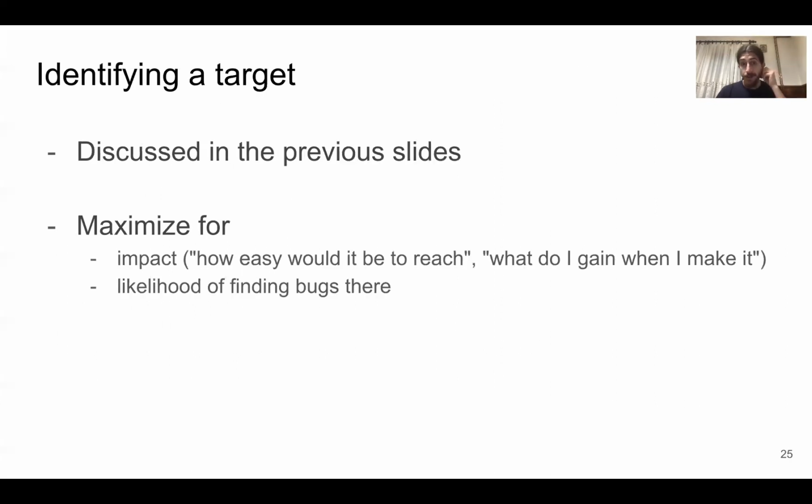So the first point is to identify a target. That's what we discussed in the previous slides: attack surface enumeration, and then, okay, I have many attack surfaces, which one should I pick? And you decide depending on what's best for you. You should maximize for the likelihood of finding bugs, or what the impact is, how easy it is to reach this piece of code, and so forth.